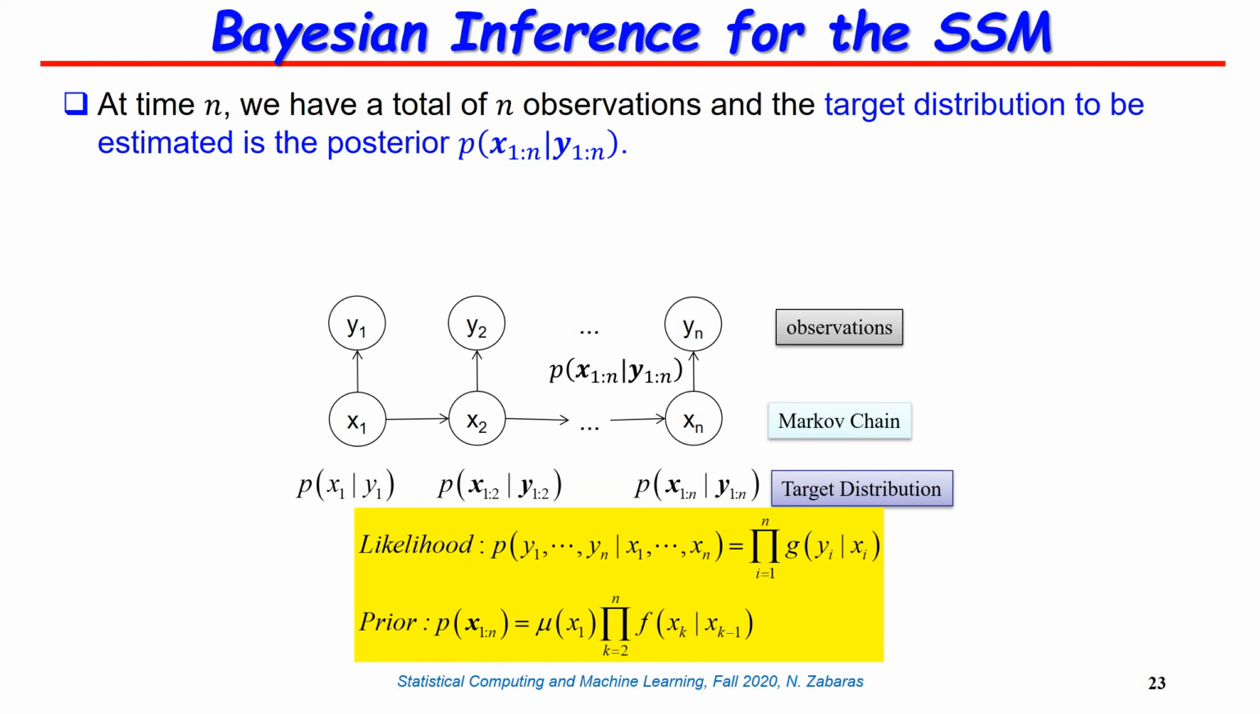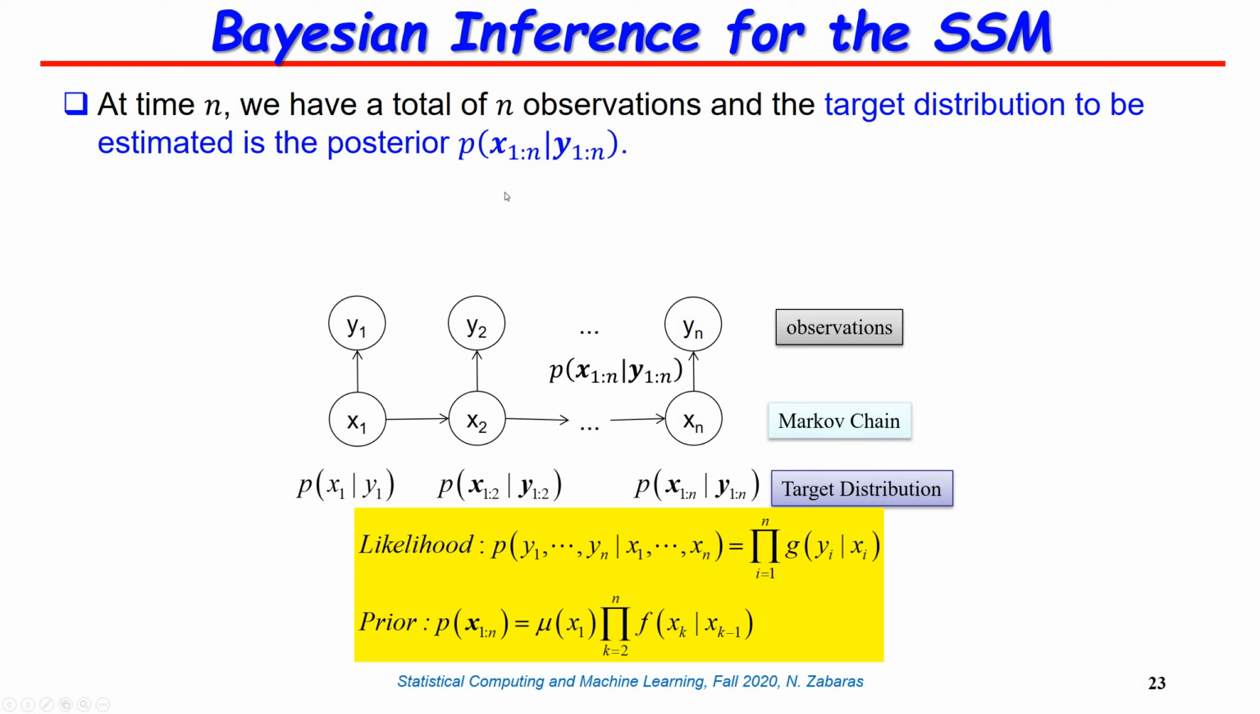All right, so let's go back to our state space model, having both these unknown states x and having these observations y. And so let me define what our target distribution is going to be from now on for the rest of the lecture today and the follow-up lectures. So the target distribution is going to be the posterior of p of x from 1 to n, given the observations y from 1 to n.